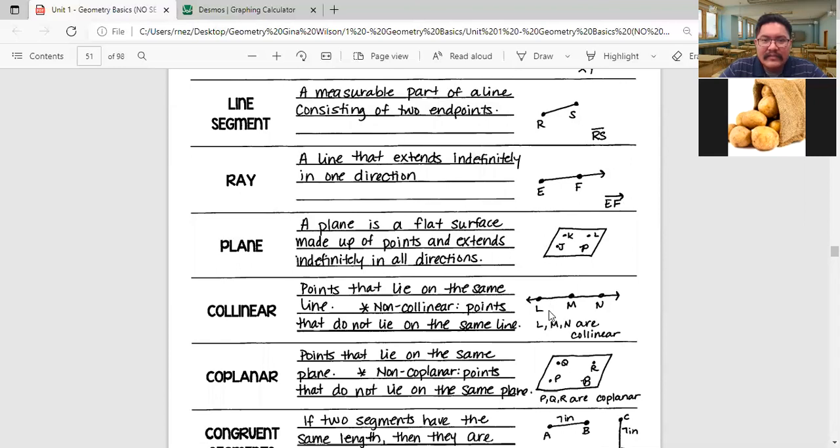And moving on to the next one, we've got some planar stuff. A plane is a flat surface made up of points that extends indefinitely in all directions. I'm going to clarify the word indefinitely, because a lot of times students and people in general seem to think that indefinitely means forever, like infinitely. Indefinitely means we don't know, or we can't define it. The word definite means to define it. But here we don't know how big it is, or maybe it does go on forever.